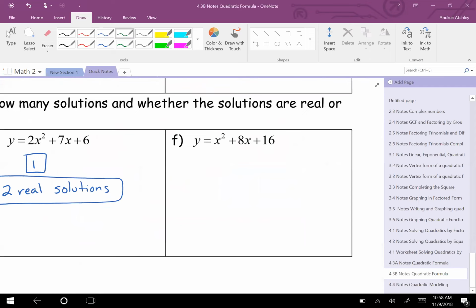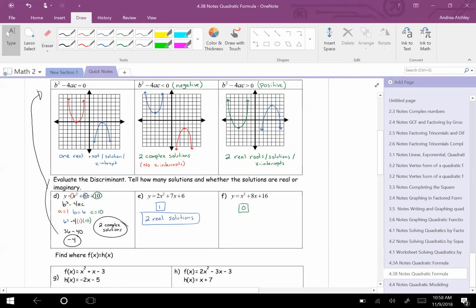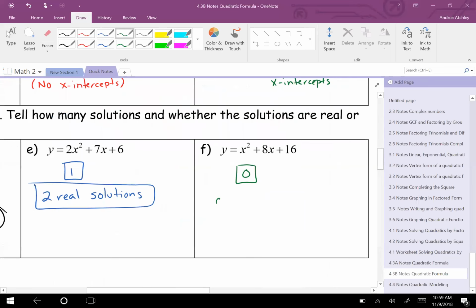On F, it means that we got 0. So we go back up here. Here's 0. 0 means I have 1 real solution, that my quadratic only crosses the x-axis once. So the vertex is on the x-axis. Okay, it's 1 real root. Any questions over that? You're all good?